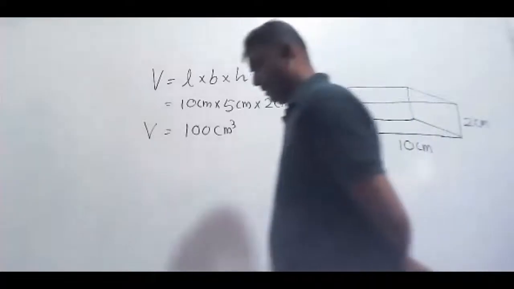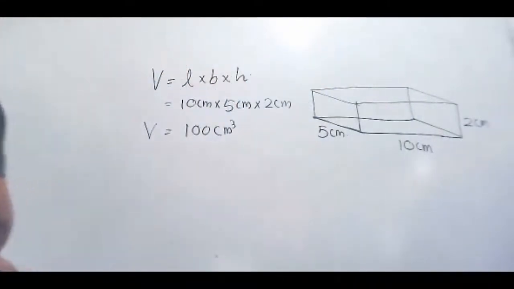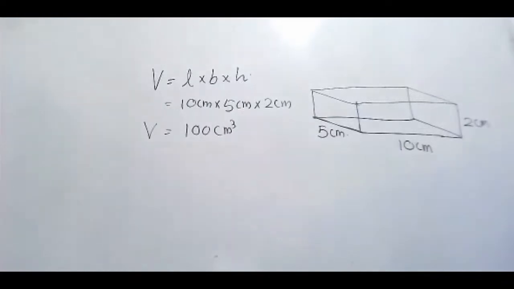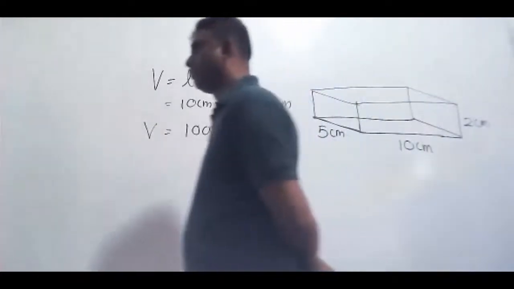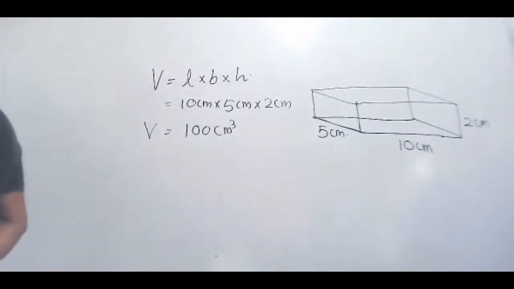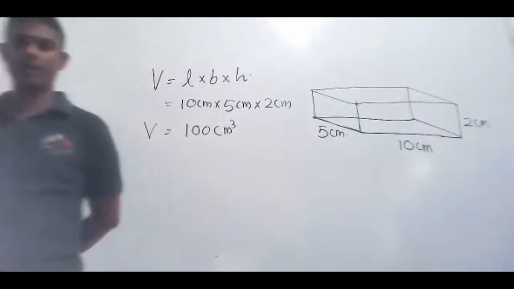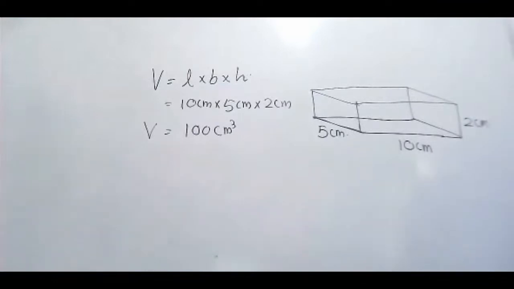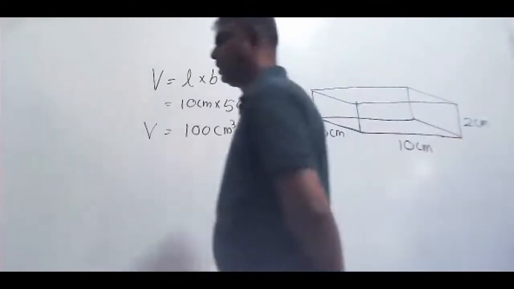The volume of that cuboid is 450 cubic centimeters. Calculate the height of the cuboid.